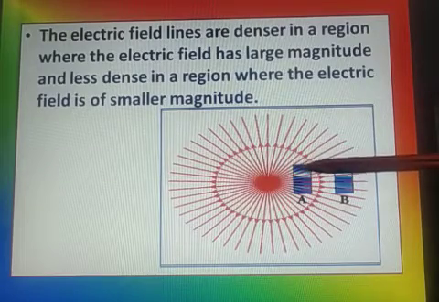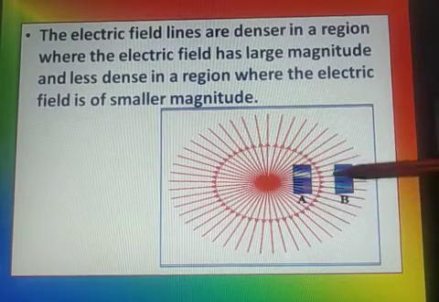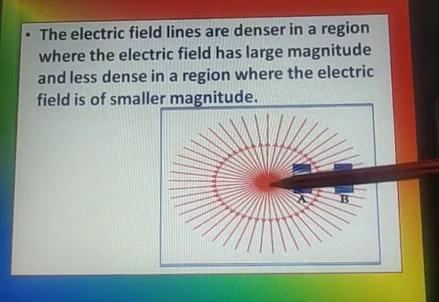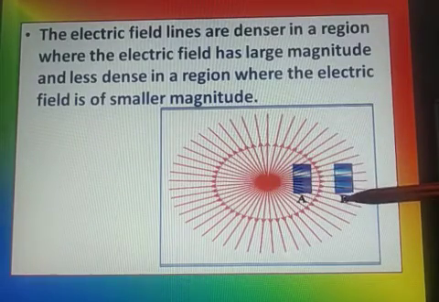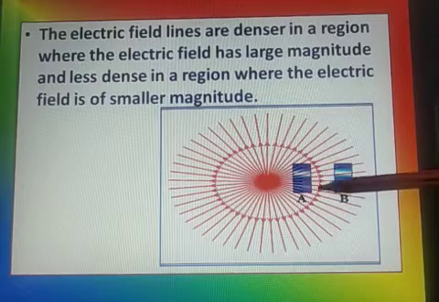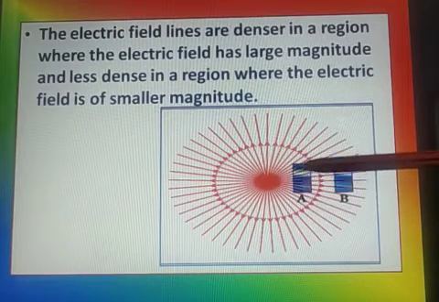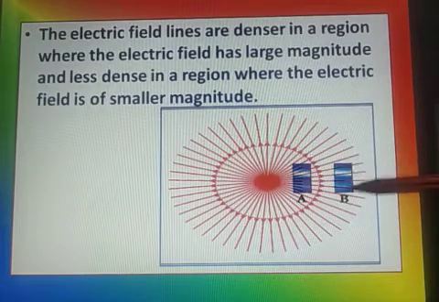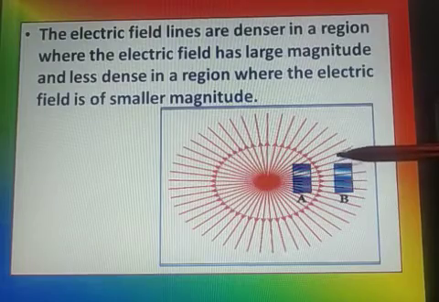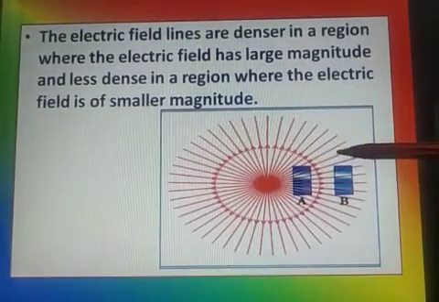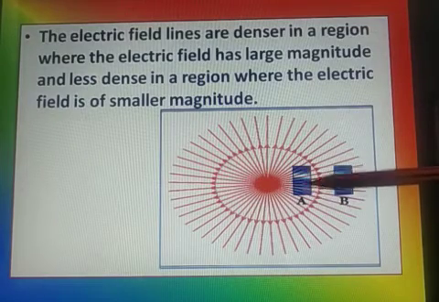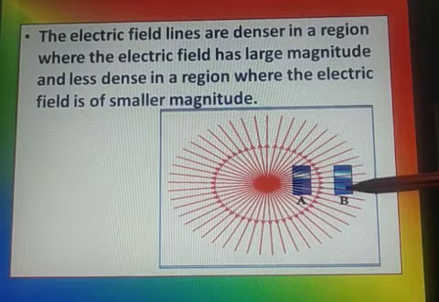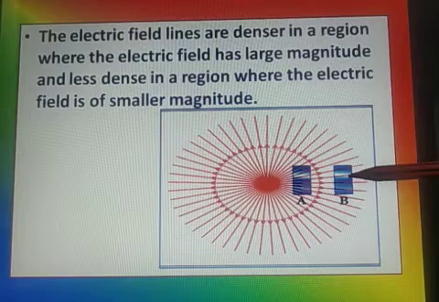We are going to consider two surface areas, A and B. The surface area A is very close to the positive Q charge, and B is far away from the charge. Look here, through surface area A, a large number of electric lines of force are crossing. Here only a small number of electric lines of force are crossing, which means that wherever the count of electric field lines is maximum, the electric field is maximum. If the number of electric field lines is very small, the electric field will be minimum.